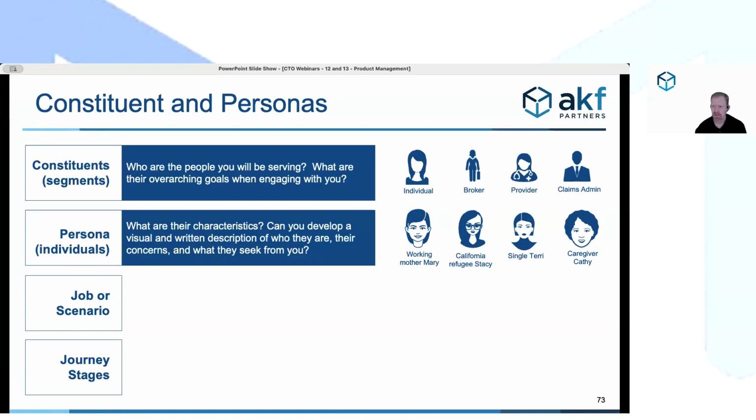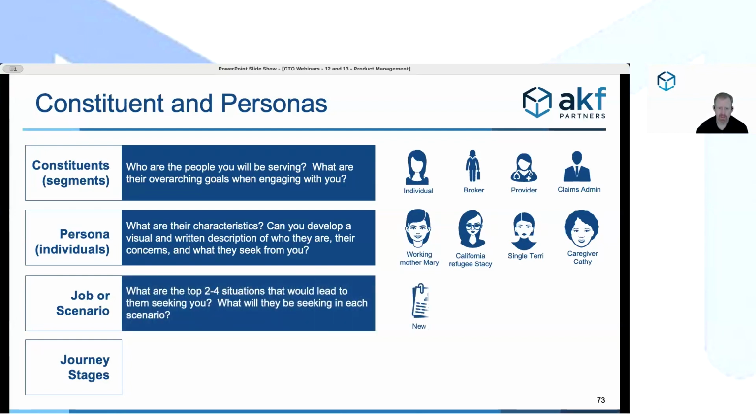So in this case, when you name these personas like Working Mother Mary versus California refugee Stacy, that's someone who's left California and moved to another state, single Terry or caregiver Kathy, just those terms are even more descriptive of the individual that's buying something. So it's a way to characterize a subsection of the market. You typically define these for people that are underserved, or you want to make sure you are serving a core part of your market. So that's the idea of these personas.